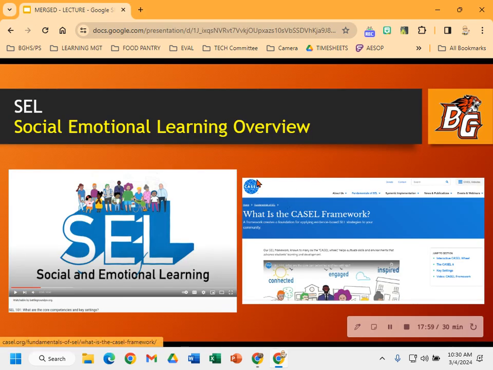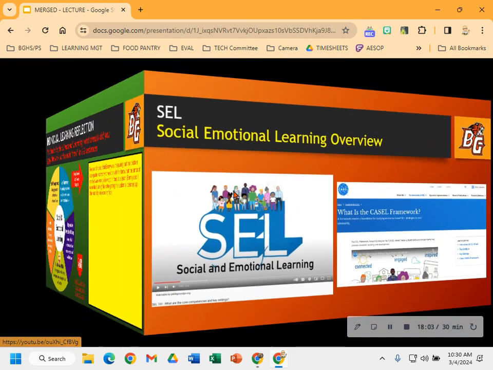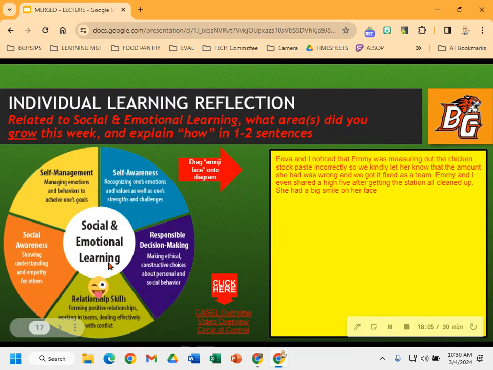Okay, so we are using the CASEL Framework as the structure for the SEL on this particular slide. The goal is to create a healthy, safe learning environment where we're respectful of one another and we're comfortable taking risks in the learning process. And that's one of the reasons why I build SEL into this.